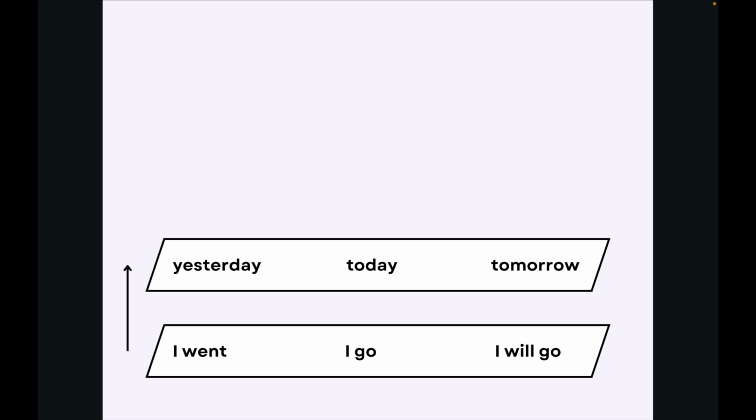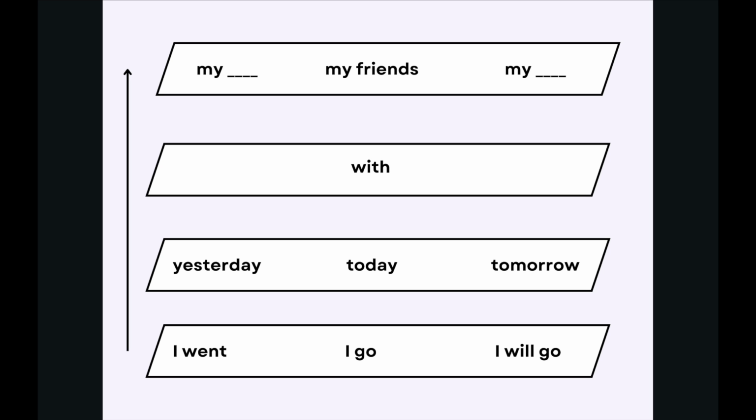I went to the mall yesterday. I'm going to the mall today. I will go to the mall next weekend. Let's add a plane for prepositions and a plane for nouns. And now we can say I went to the mall last weekend with my friends and family and so on.